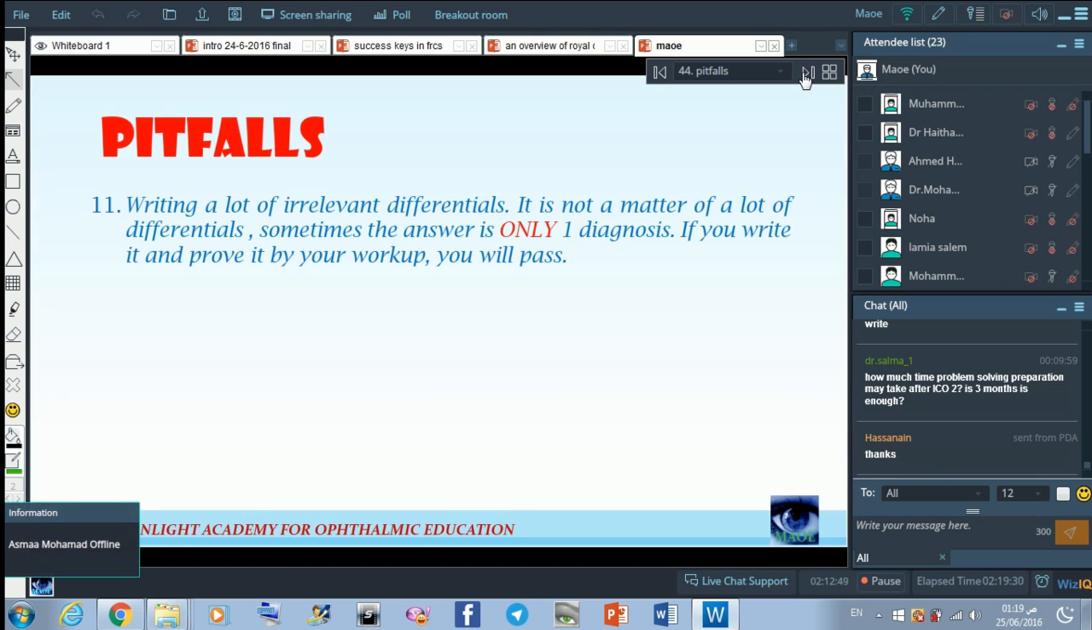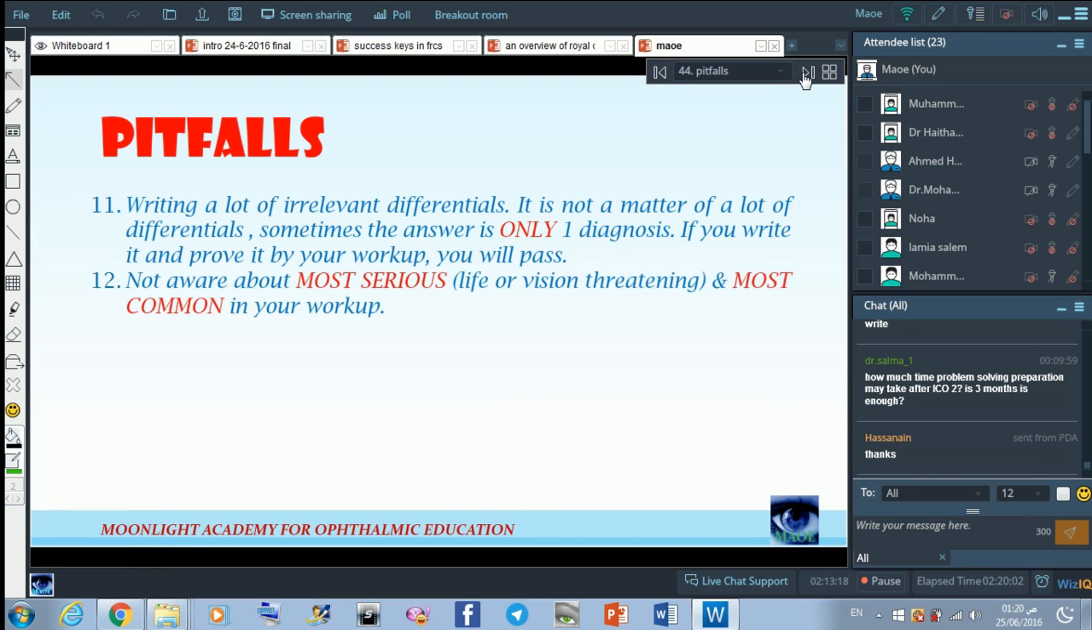Also, writing a lot of irrelevant differentials. It is not a matter of a lot of differentials. Sometimes the answer is only one diagnosis. If you write it and prove it by your workup, you will pass. Don't be happy that you wrote a lot of differentials. It is not like this. If the question deserves a differential, write a differential. If you can prove that this question has only one diagnosis, write this diagnosis and surely you will pass. Also, one of the pitfalls is not being aware of the most serious, life or vision threatening, or most common conditions in your workup. You must be aware of the most serious and most common.